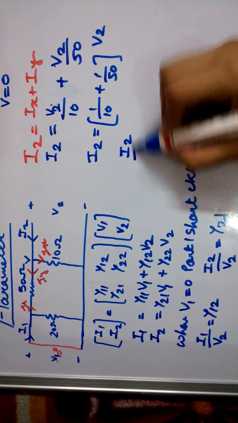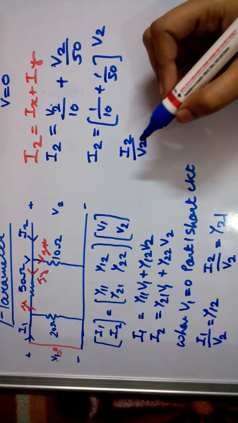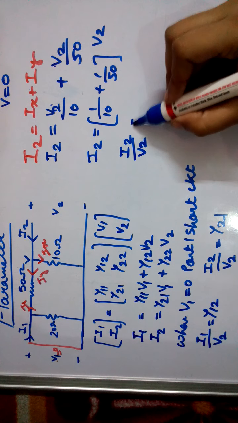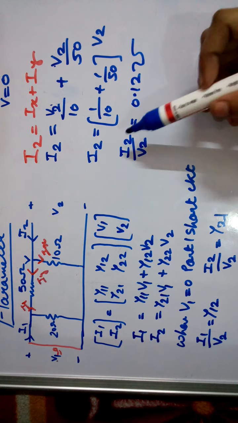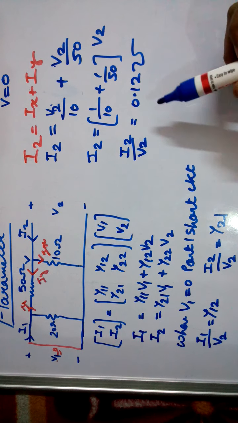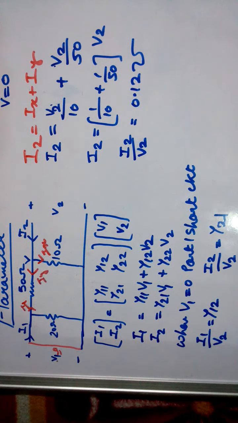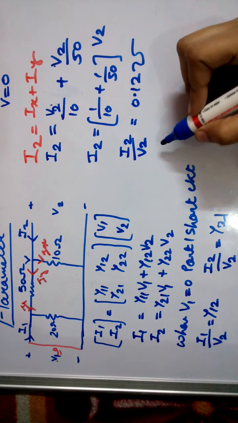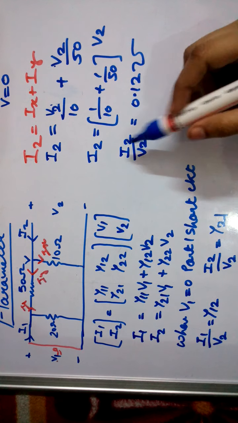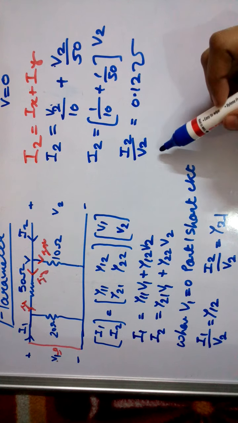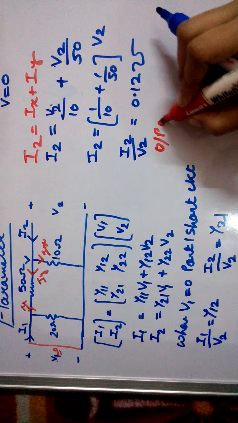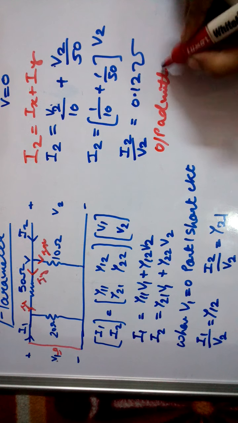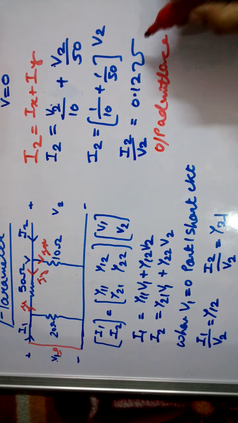Now I2 upon V2, on solving it further, you will get the answer as 0.12 mho. The unit of current upon voltage is mho, and I2 upon V2 is also called output admittance because it is the ratio of output current to output voltage. It's also known as output admittance.